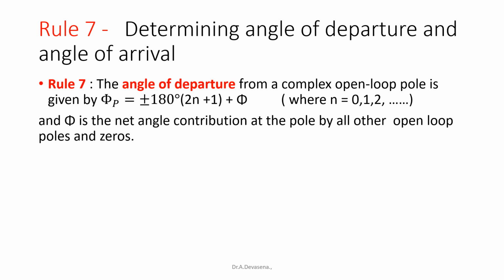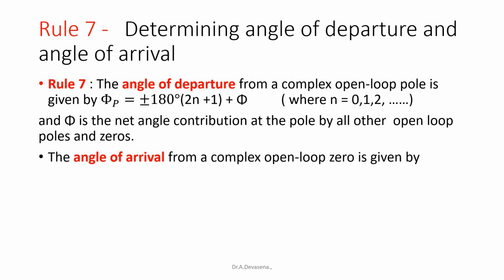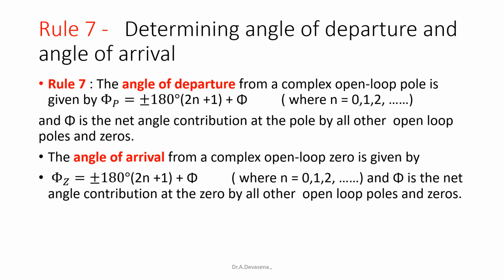Now we are going to determine the angle of arrival. The angle of arrival at a complex open loop zero is given by phi of z equal to plus or minus 180 degrees into 2n plus 1 plus phi, where n is equal to 0, 1, 2 and it goes on. And phi is the net angle contribution at the zero by all other open loop poles and zeros.